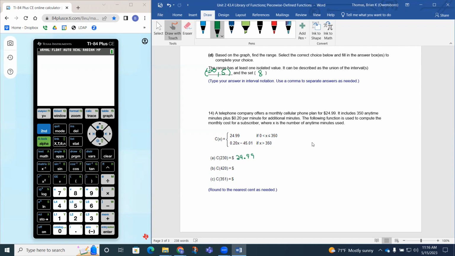So to do this one, the cost of 420 anytime minutes is going to be 0.20 times the 420 minus the 45.01. So if we put it in the calculator, 0.20 times the 420, and then subtract the 45 and a penny, that gives us $38.99. That sounds reasonable for our problem.